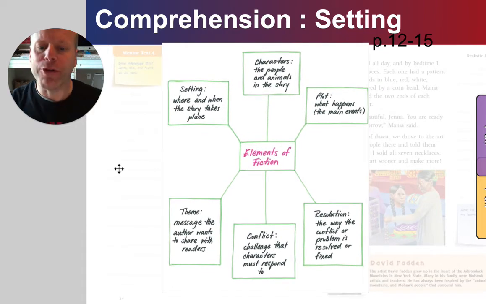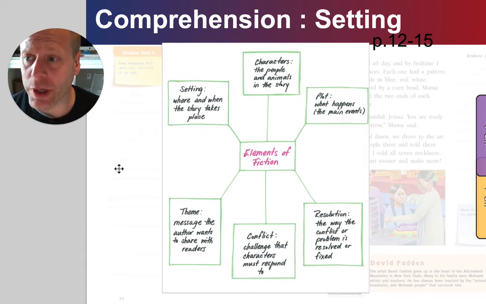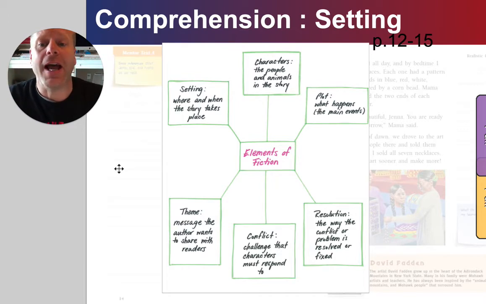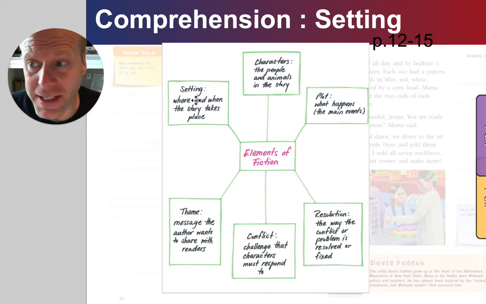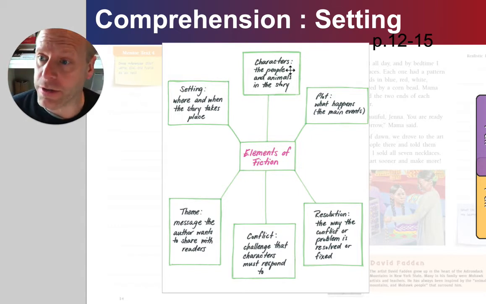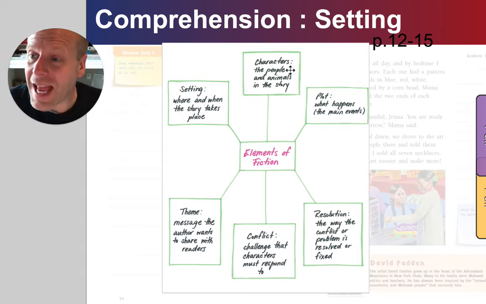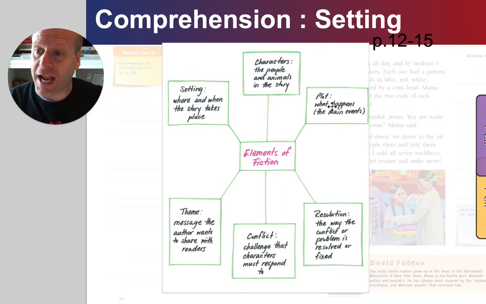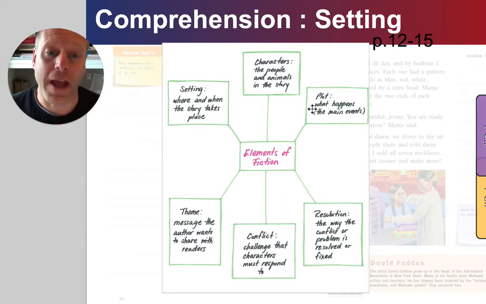Okay, so when you think about what every fiction story has, they're all going to be in a place somewhere. That's called the setting. They're all going to have characters. Who's in the story? What's happening? The plot is kind of what those characters do to each other, right? Sometimes it's a good story, sometimes it's a not so good story. That makes up the plot.